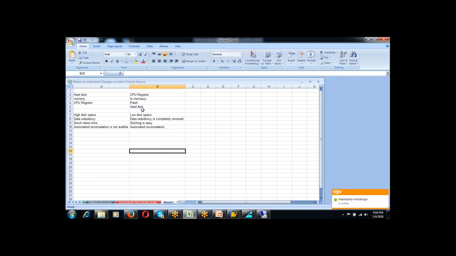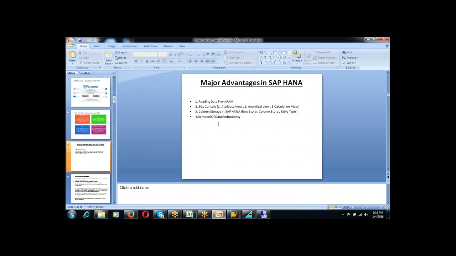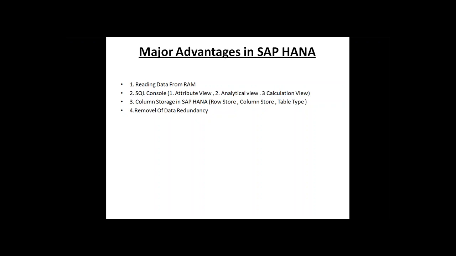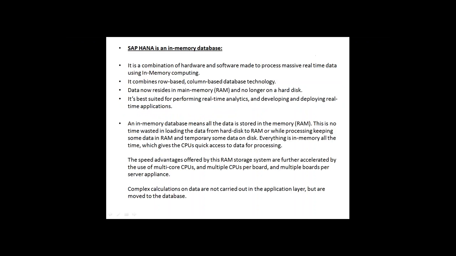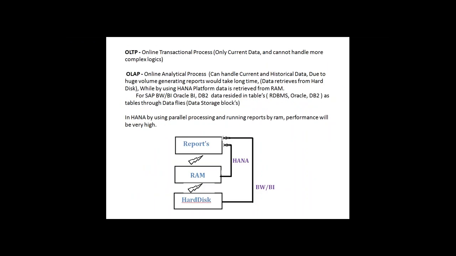So all these are the major advantages based on database architecture. That means you can see reading the data from RAM, SQL console, attribute view, analytical view, calculation view, and columnar storage in SAP HANA. So row based and column based. So removal of data redundancy. All these are very good advantages to any organization, and also from the user perspective. Here I have updated this. Later I am going to share this presentation to you. You can check this also.